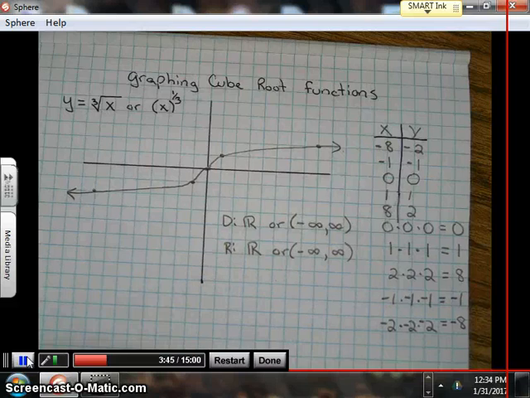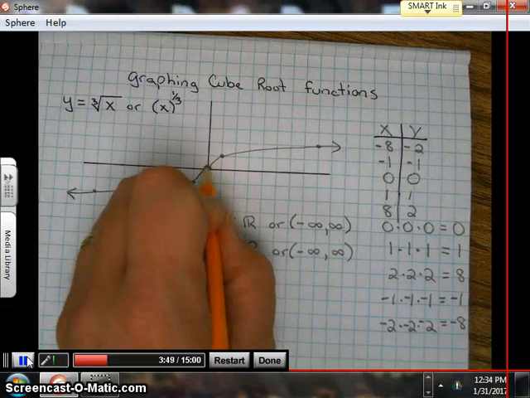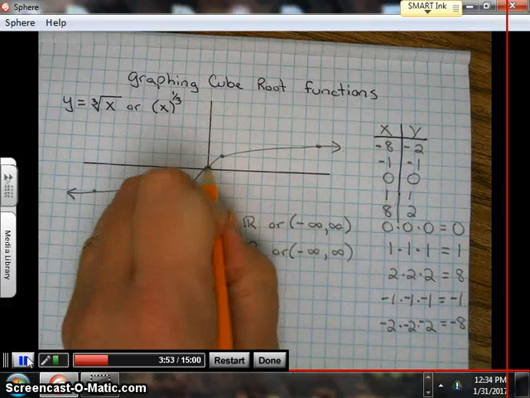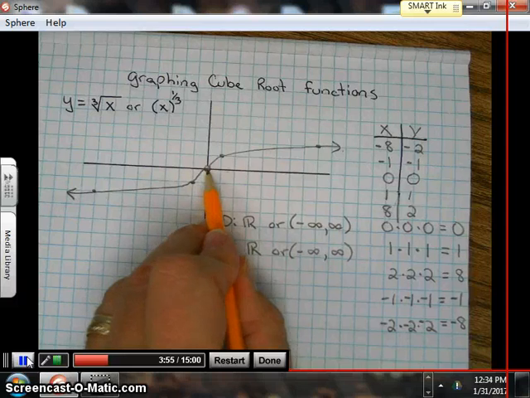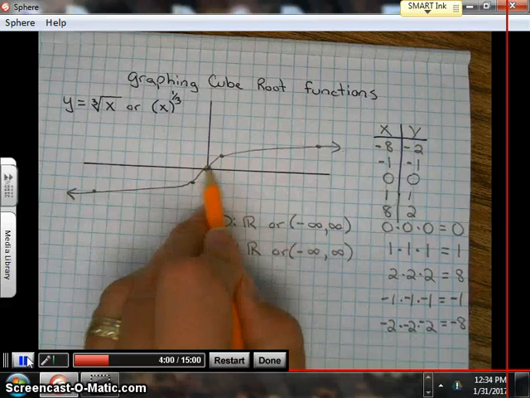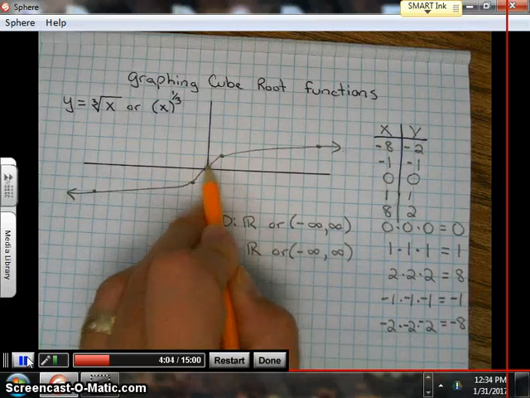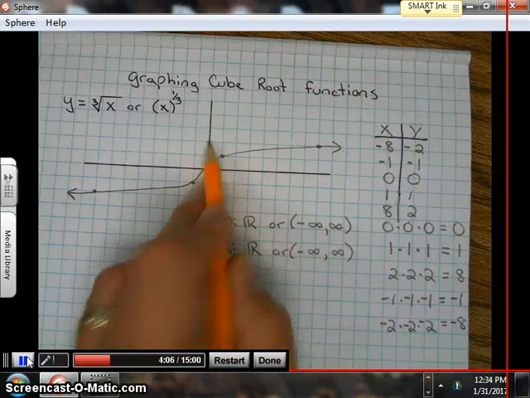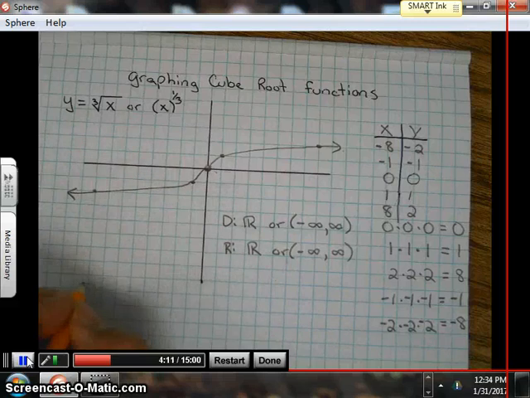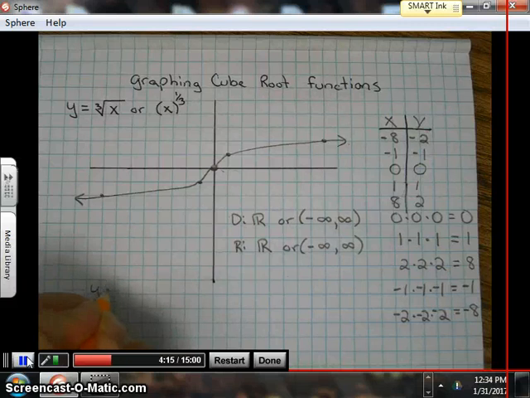Okay, so when we transform this function, this is the point that translates left and right and up and down. So remember that. So if I want to move this function 2 units to the left, all the points move left 2 units. If I move it up, all the points move up 2 units. So with the parameter changes, they are the same as the square root function.